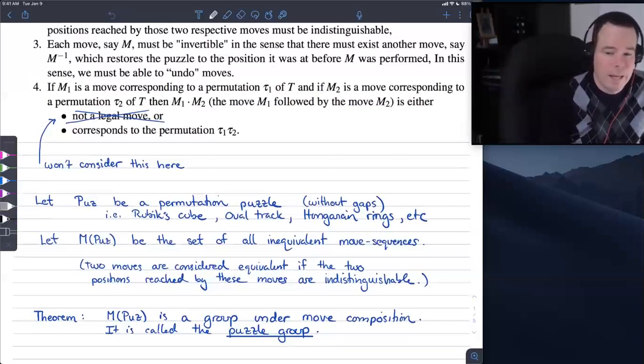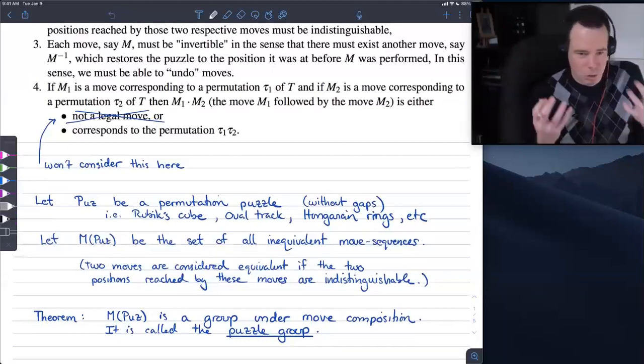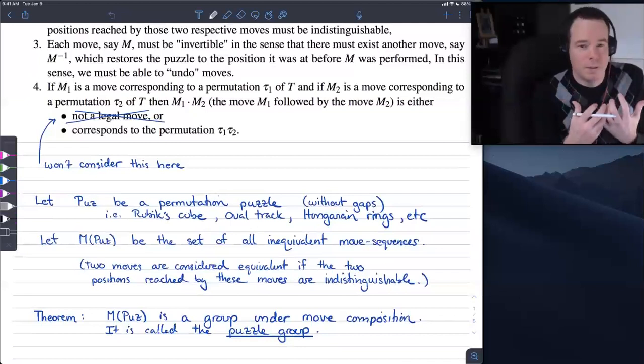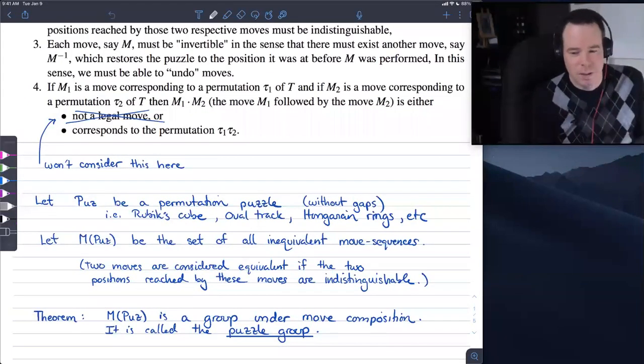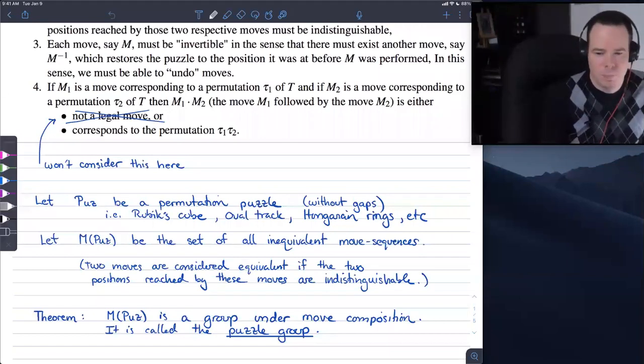So we're going to let M(PUZ) be the move sequences of the puzzle. So these are all the inequivalent move sequences. You can think of these as all the possible configurations of the puzzle, because 2 move sequences are equivalent if they achieve the same end on the puzzle. So basically you can think of M(PUZ) as being all possible configurations. I've written there that 2 moves are considered equivalent if the 2 positions reached by these moves are indistinguishable.